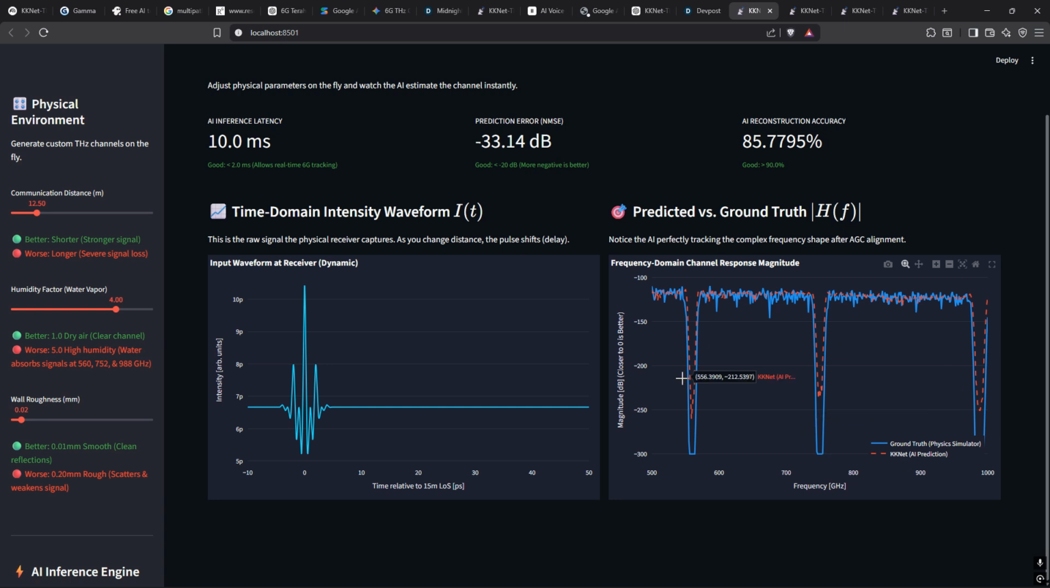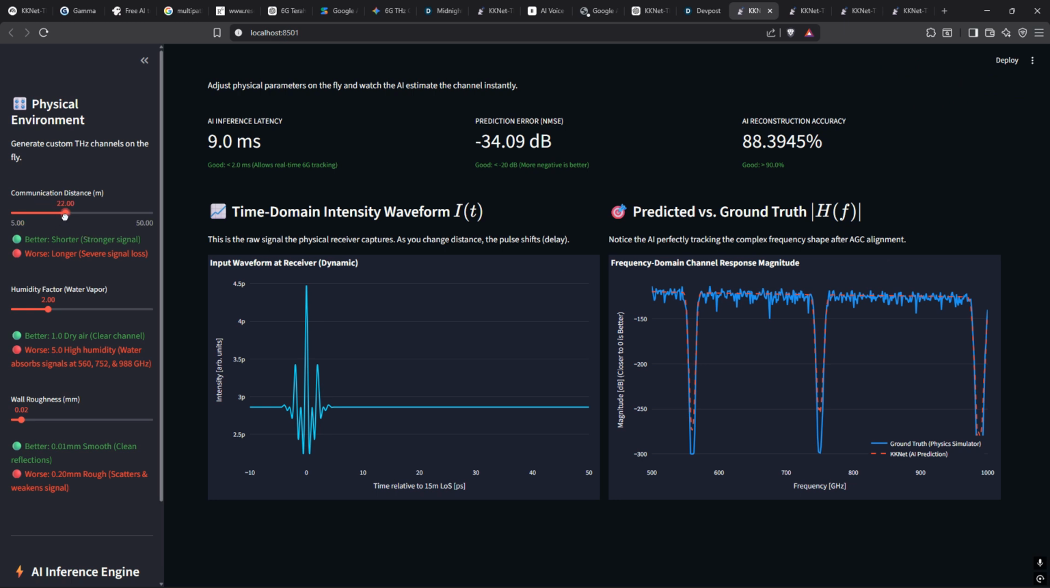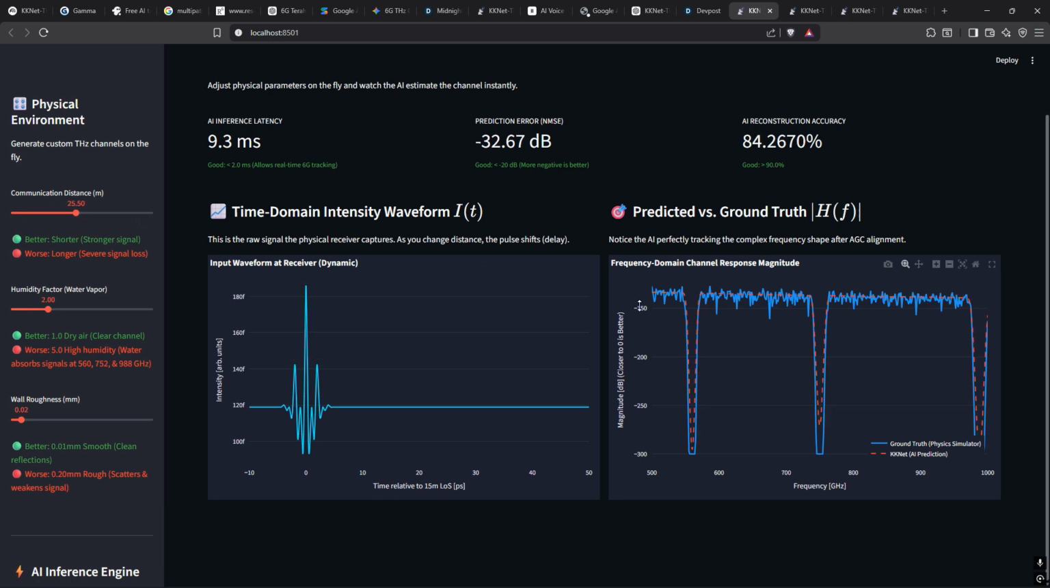Now I'm increasing the communication distance to 25 meters. Watch the magnitude drop across the entire band. The AI tracks this degradation accurately. This is the power of deep learning applied to physical layer signal processing.